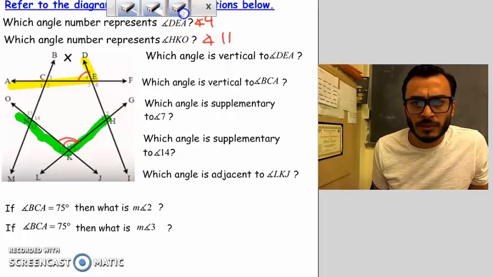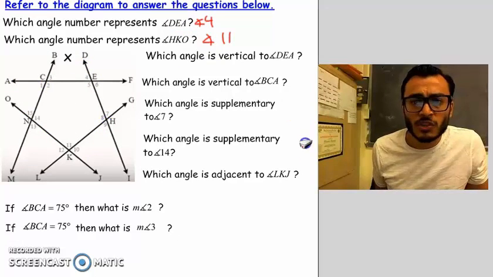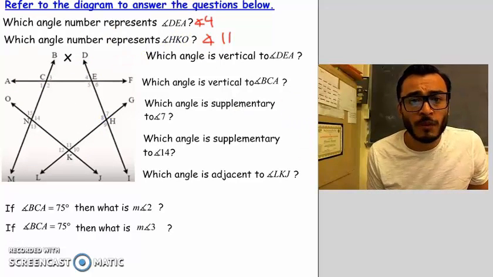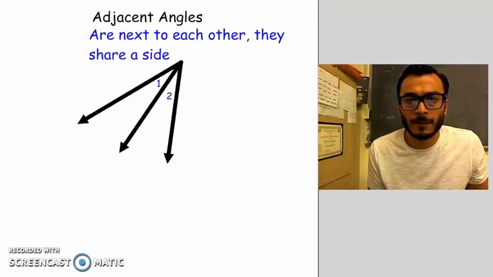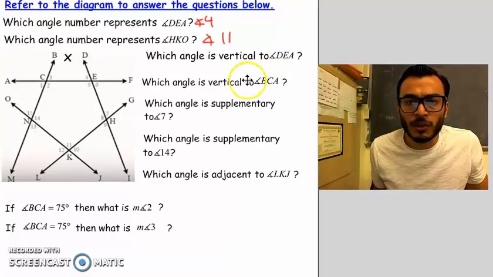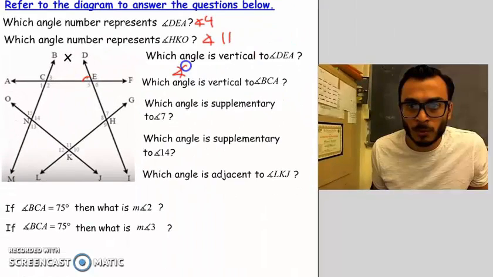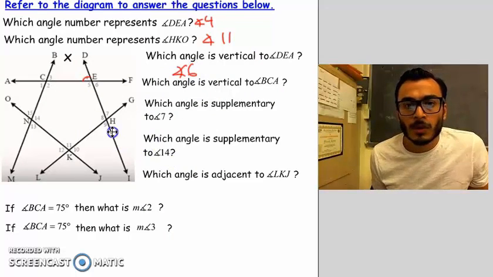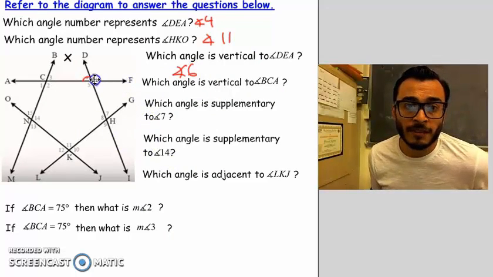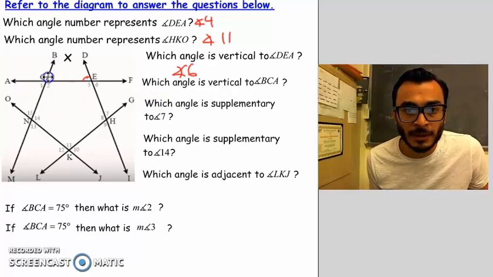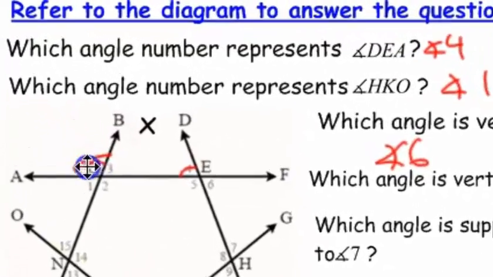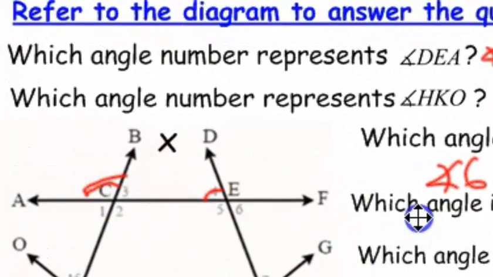Let me go ahead and just erase this because it's getting a little messy. Which angle is vertical? So remember what vertical angles look like. They're directly opposite from each other, like that. So it says which angle is vertical to angle DEA. So DEA is over here, right? DEA is here. That would be angle 6. You can also call it angle FEH. Which angle is vertical to BCA? Where is BCA? Here is BCA. Right here, you see it? Vertical to that would be angle 2.